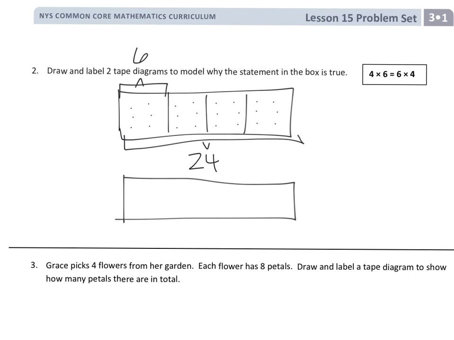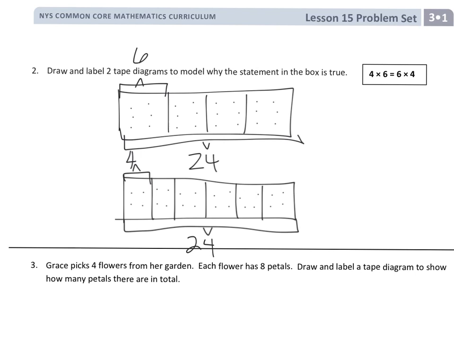All right, let's do our second tape diagram. Instead of having 4 groups of 6, this time I'm going to have 6 groups of 4. And my labels. What am I going to label the top? 4. And the bottom? Well, let's count. 4, 8, 12. 12 plus 12 is 24.